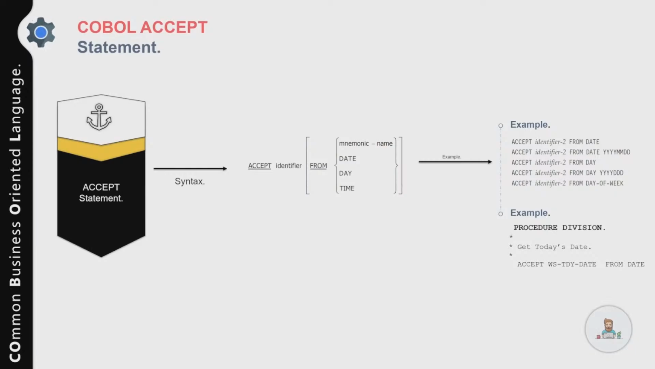In our second example, we have actually got today's date from the operating system. We have used accept, and we have specified our variable name, that is a temporary variable, WS-TDY-DATE, and we have specified from date. So when you execute this statement, you'll have today's date, which will be returned by the operating system, and this date will be stored in your variable, WS-TDY-DATE, and you can use it as per your requirement.